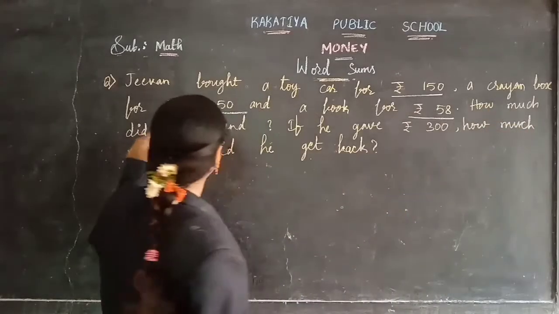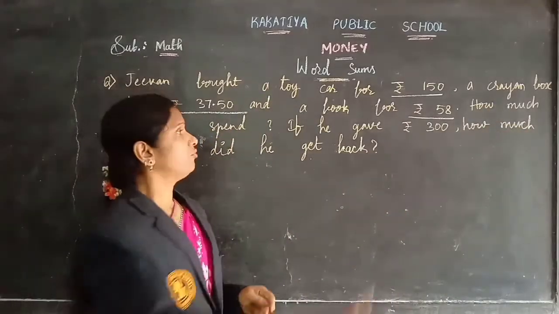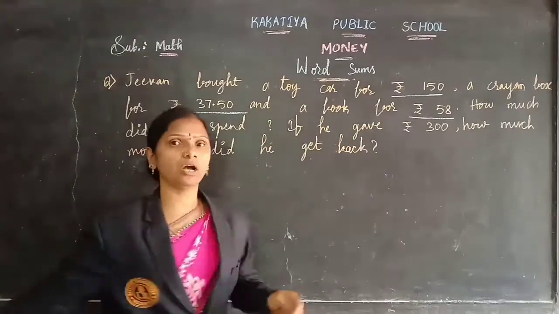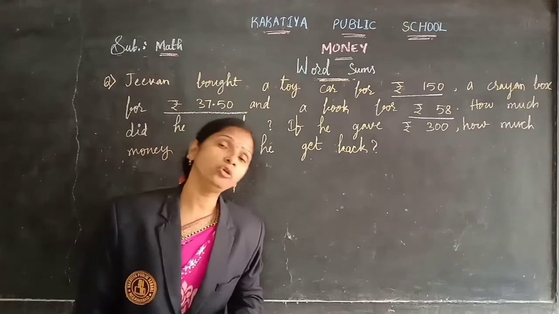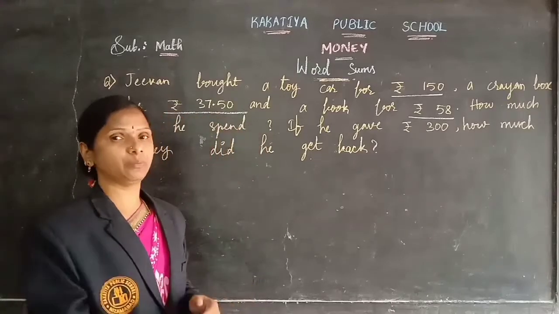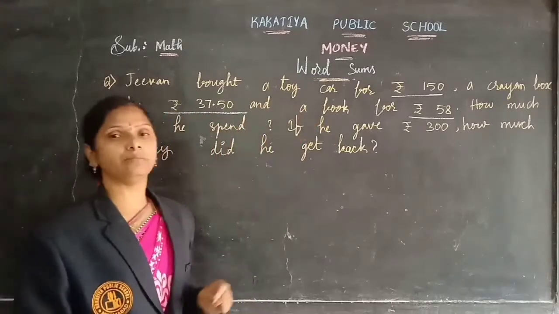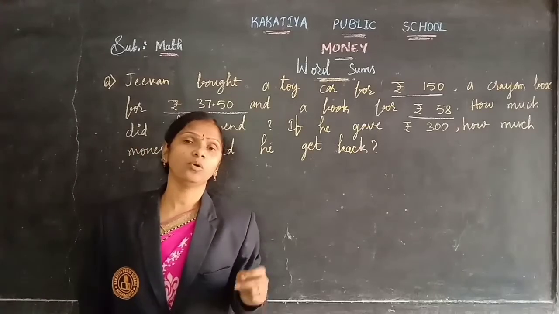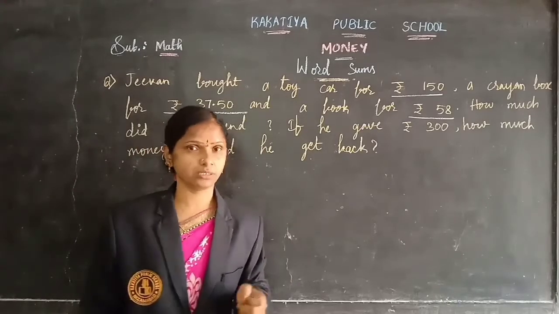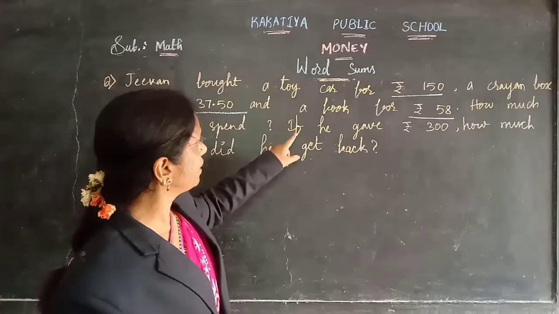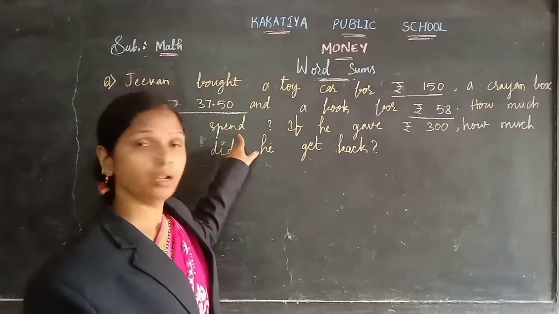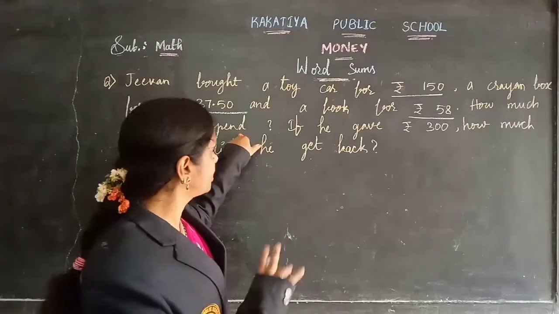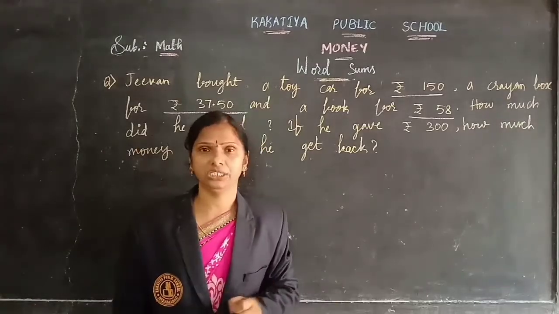How much did he spend? Means for these three items in total, how much amount he spent we need to find. Means how will you get the amount which he spent? By adding these three numbers you get how much amount he spent for these three items. Coming to next, for this question, how much amount did he spend? For this question we need to do addition.